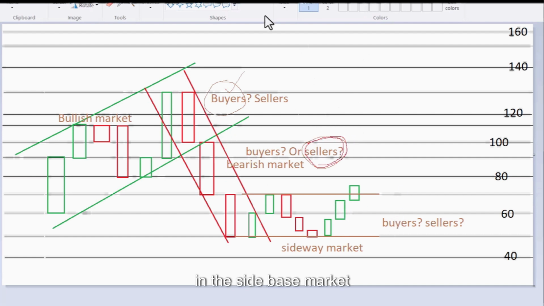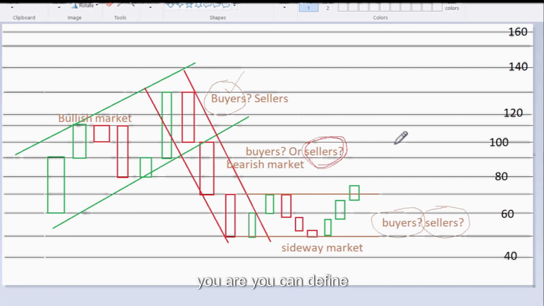In the sideways market, some people call it an indecision market, some people call it a heavy competition market. Why? Because in the sideways market, both buyers and sellers are in control. It is not sure which party is more powerful. Both are in fierce competition, and that's why the market is not going up and not going down, they are going sideways.